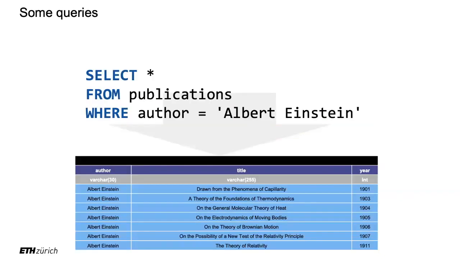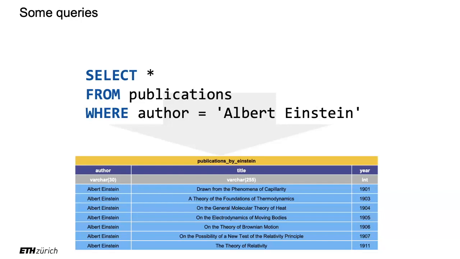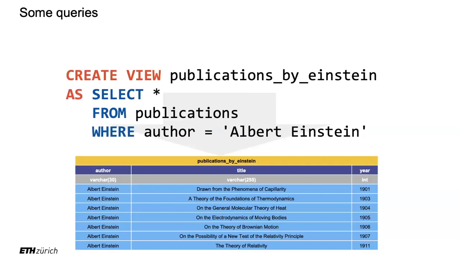So in that case, this is the query at hand. And what we can do is give it a name, right? So I could call it, for example, publications by Einstein. I save it under that name. Then I could reuse it, right? And the way I can do this is something you can do with PostgreSQL.